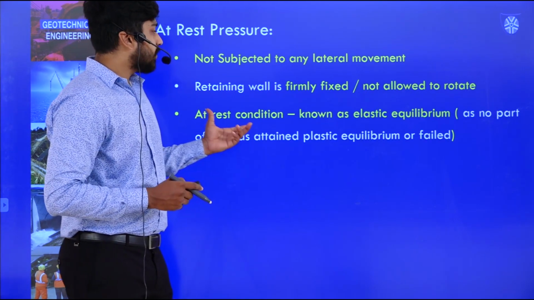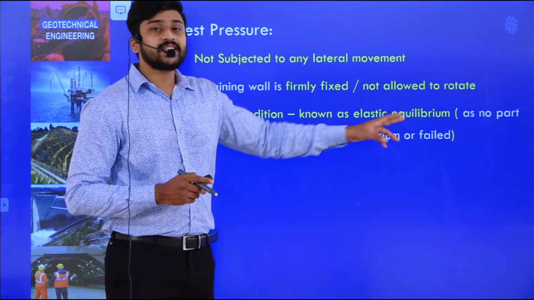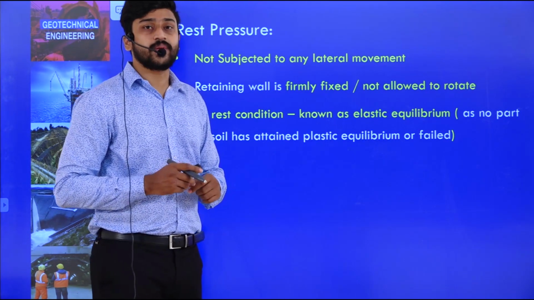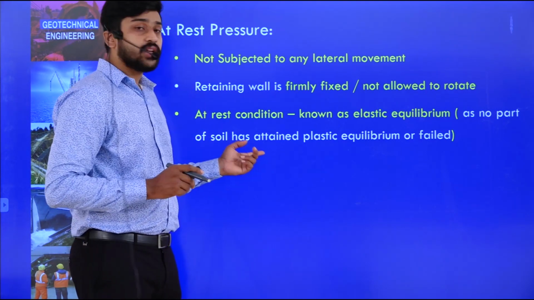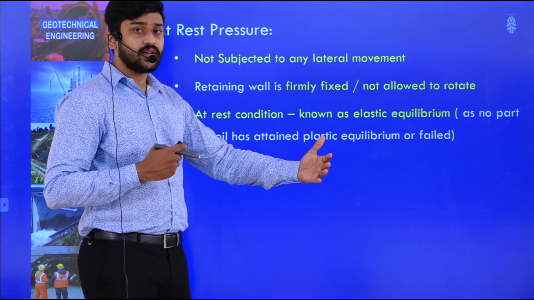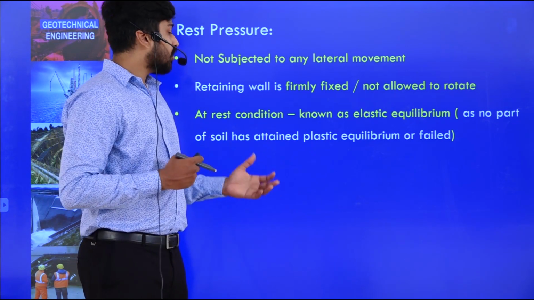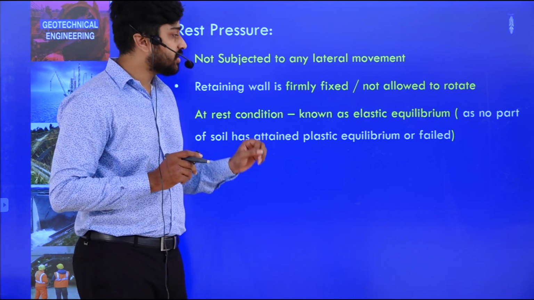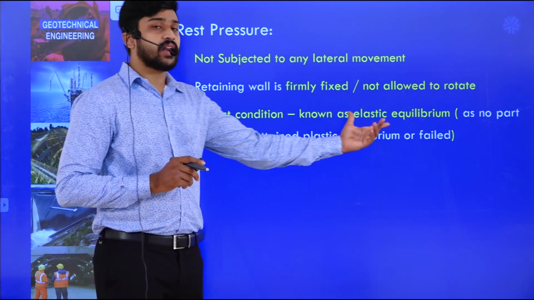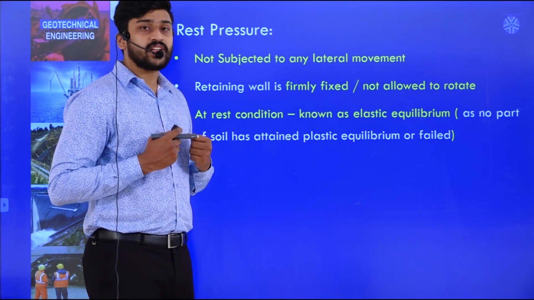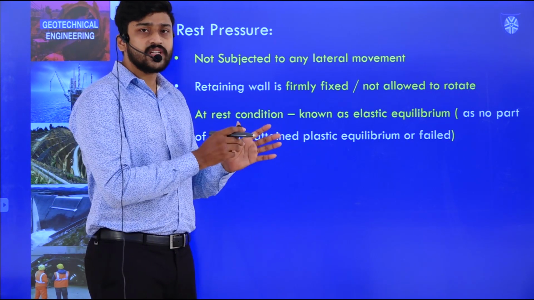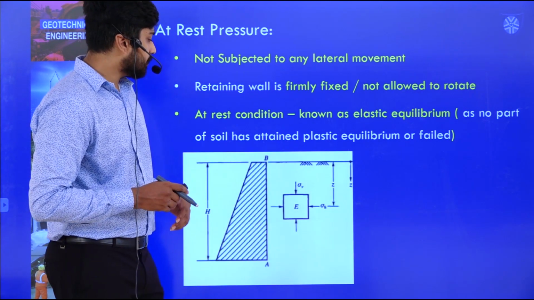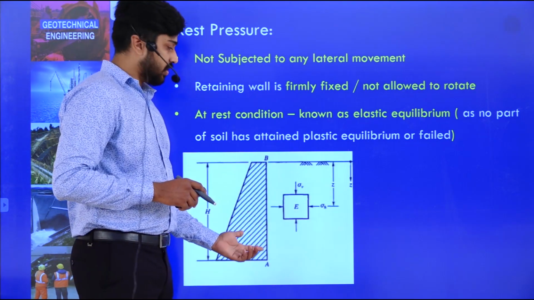The at rest condition is nothing but elastic equilibrium. That means at rest condition is known as elastic equilibrium, as no part of the soil above me, in front of me, has attained any plastic equilibrium. In such a state we may state that it is elastic equilibrium. That means the soil above me, when I am in rest condition, has not failed, because it is also stationary, because this wall is not moving. Clear now?